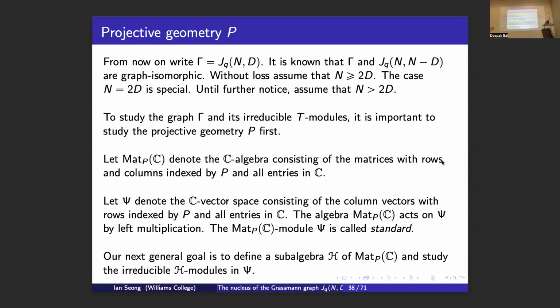Okay, now our general goal is to define what is called a subalgebra H of Mat_P(C) and study the irreducible H-modules. So in the graph, we had Mat_X(C), and we looked at its subalgebra T, the Terwilliger algebra. Just like that, we're going to define a subalgebra H of Mat_P(C), and we're going to study the irreducible H-modules in psi.